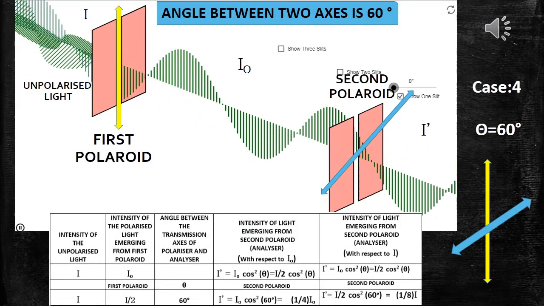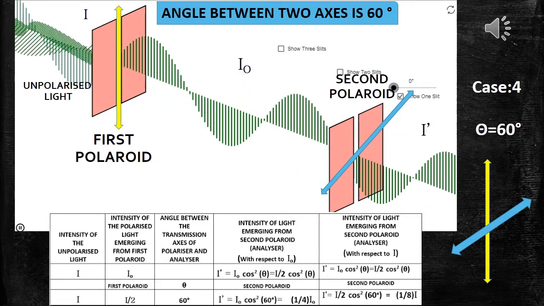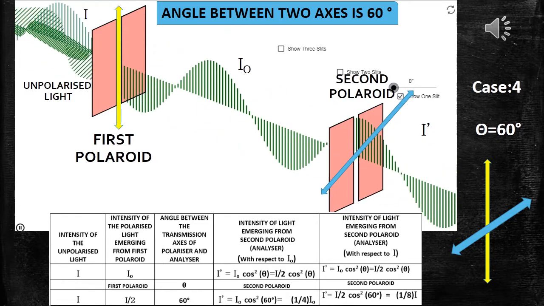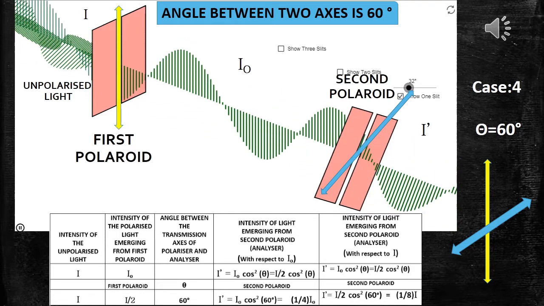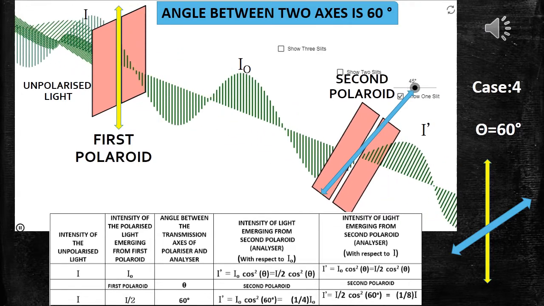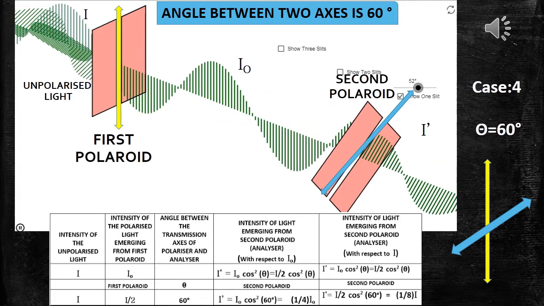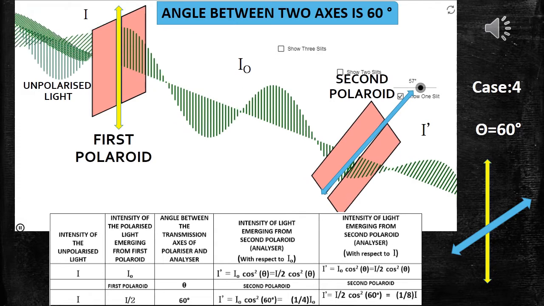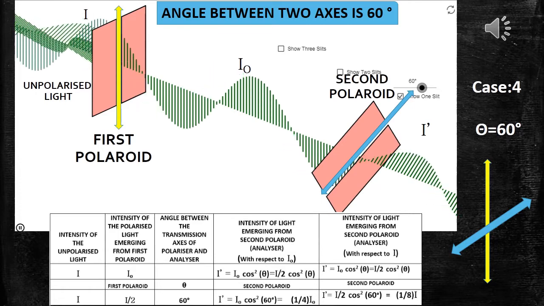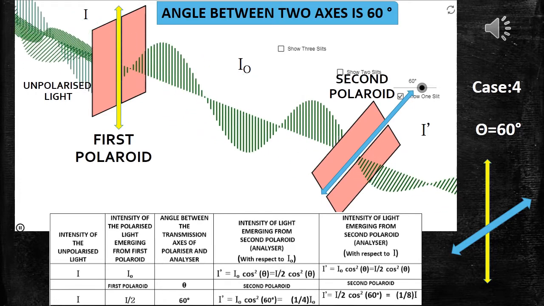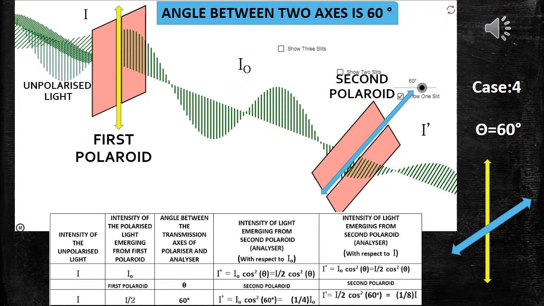Now I am going to rotate the second Polaroid through an angle of 60 degree. Now just observe how the intensity is decreased further. Observe it. Slowly the second Polaroid is turned through an angle of 60 degree. The amplitude of the light which emerges out from the second Polaroid is decreased. Therefore, the intensity also decreased. Now, the angle between the transmission axis of the first Polaroid and second Polaroid is how much? 60 degree.